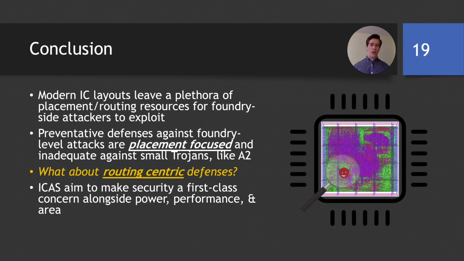Circling back to the 2 questions we posed earlier, one, should we care about hardware Trojans? ICAS results say we should, since modern IC layouts have a plethora of layout resources for Foundry side attackers to exploit, even with state-of-the-art defenses deployed. 2, why are current preventative defenses ineffective? If you noticed, layout level defenses are primarily placement focused. They decrease the amount of unused placement sites for attackers to exploit. However, since it is impossible to achieve a core density of 100%, this is futile.